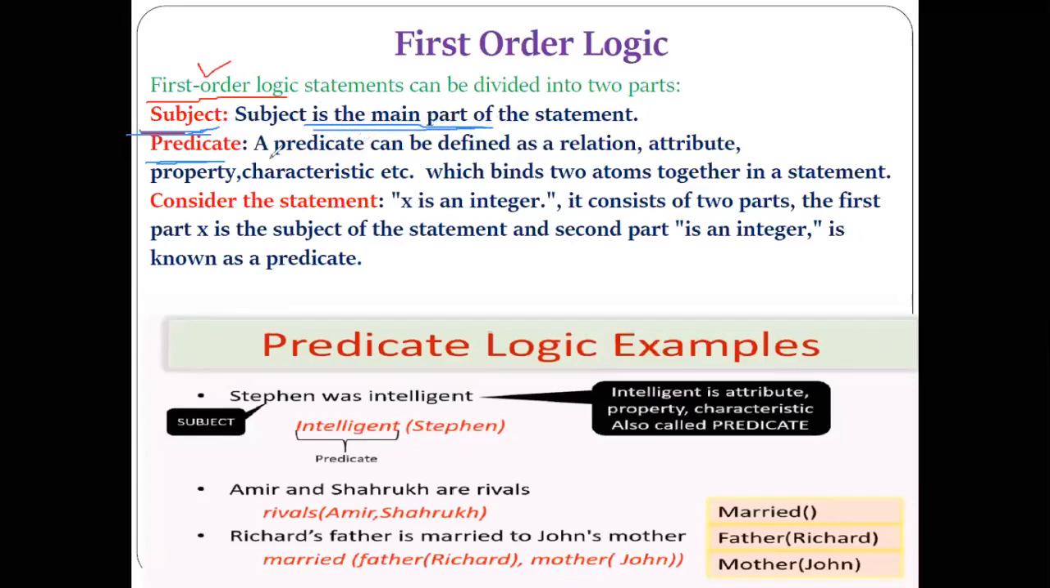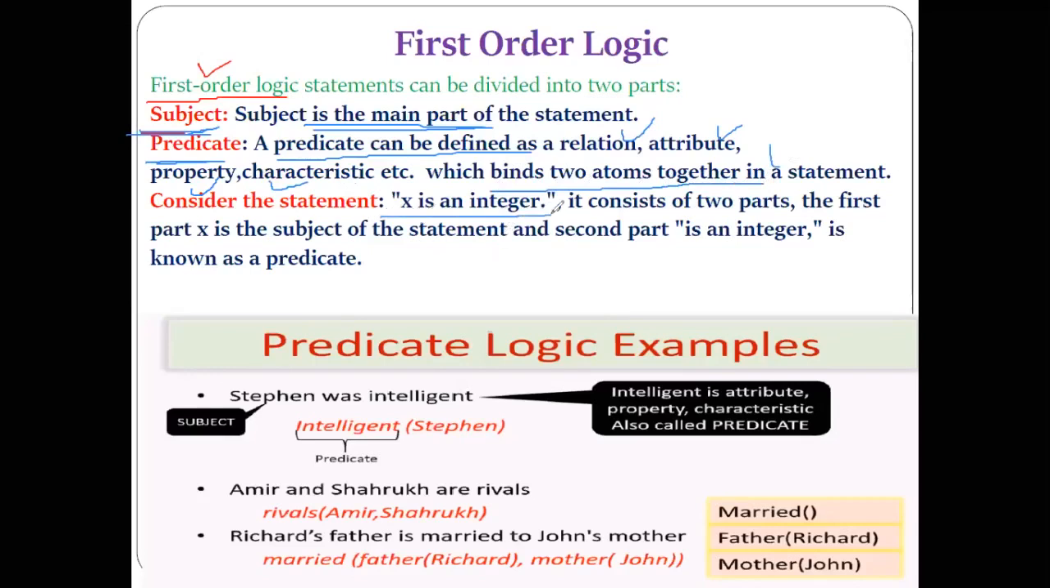Then the predicate, as I already told you, is defined as a relation. A predicate as a part of the statement can be considered as any kind of relation, attribute, property, or characteristic which binds two or more things or atoms together in the statement. That is called the predicate.